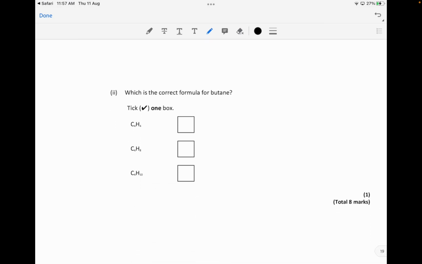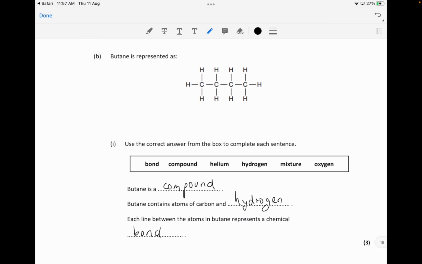Now the next question is, which is the correct formula for butane? You can see clearly that there are 4 carbon atoms. Let's see how many bonds of H there are. Since it's butane with 4 carbon atoms, you use the formula CnH2n+2, which is C4H(2 times 4 plus 2), so 8 plus 2, that's going to be 10. So it's going to be C4H10.